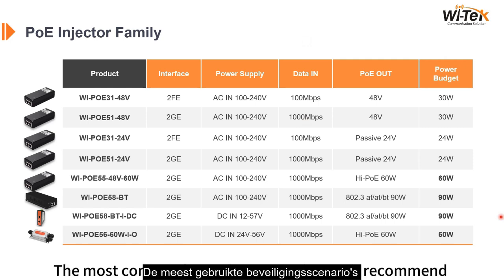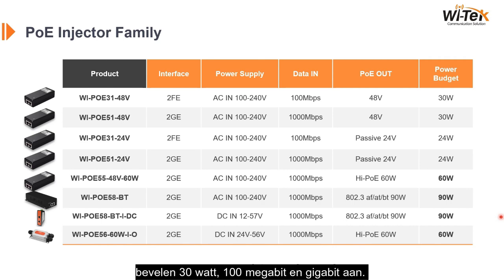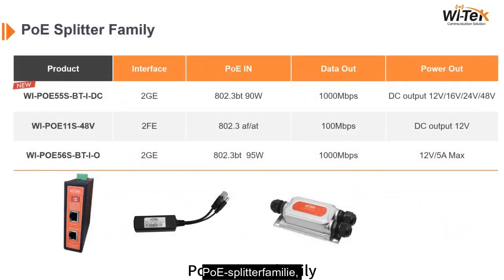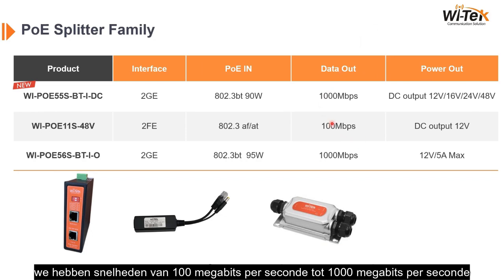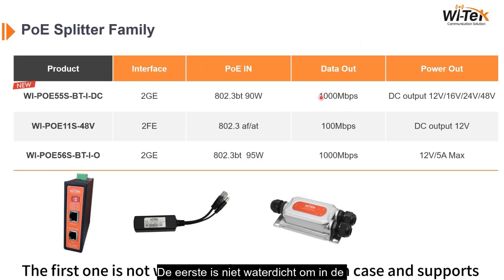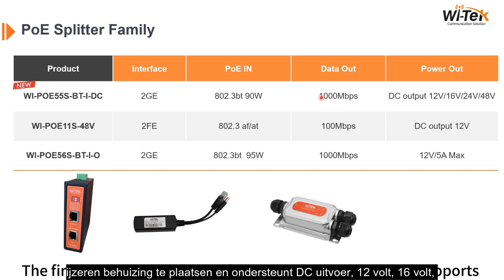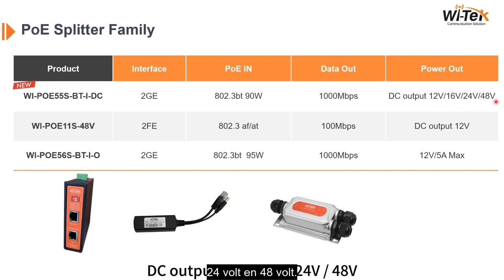The most commonly used security scenarios recommend 30 watts 100 megabit and gigabit. The last one is IP68 waterproof. PoE splitter family, we have rates from 100 megabits per second to 1000 megabits per second. The first one is not waterproof, to put in the iron case, and supports DC output, 12 volts, 16 volts, 24 volts, and 48 volts.